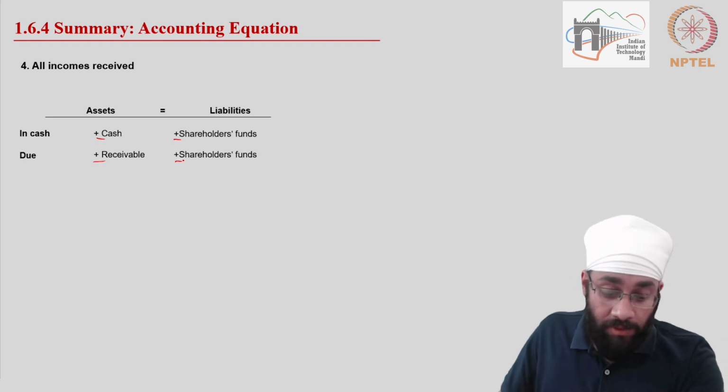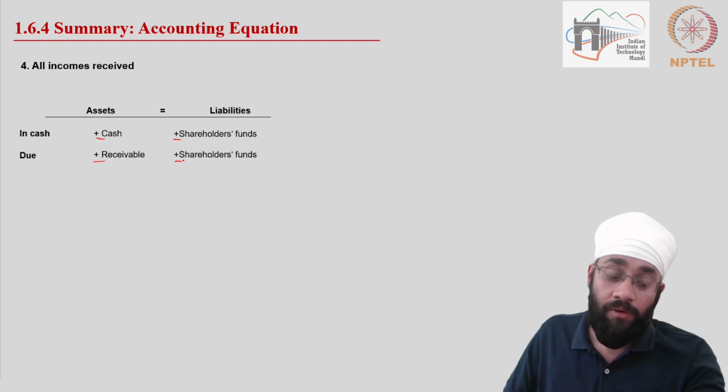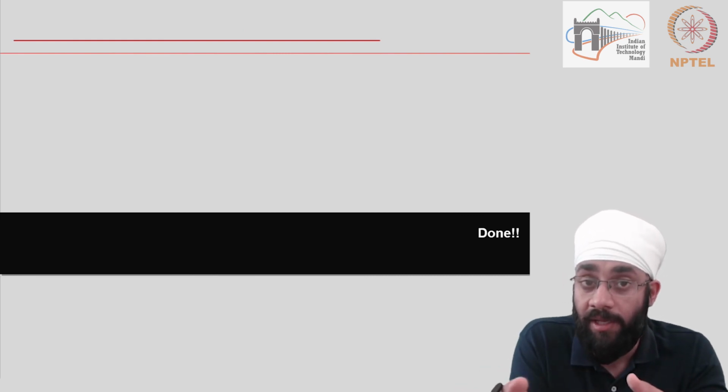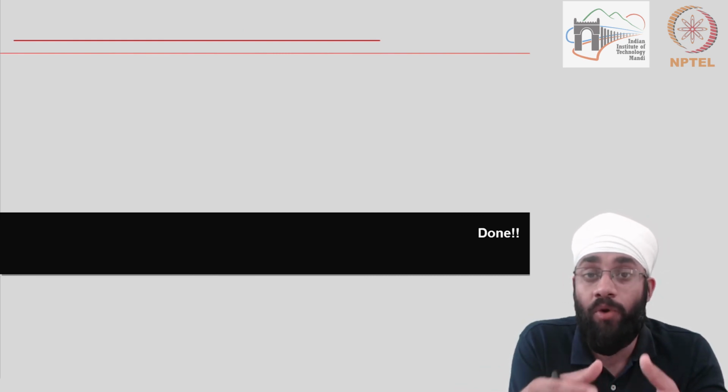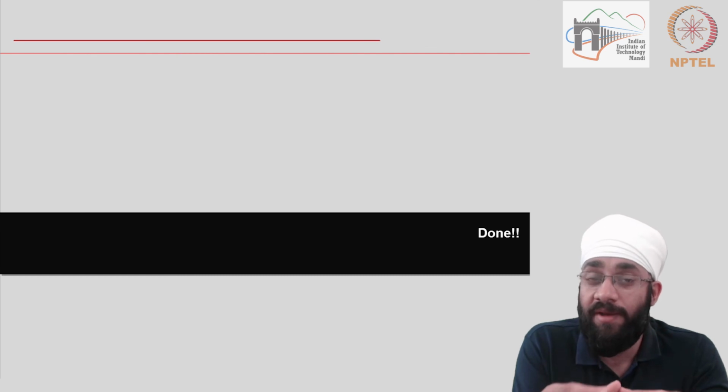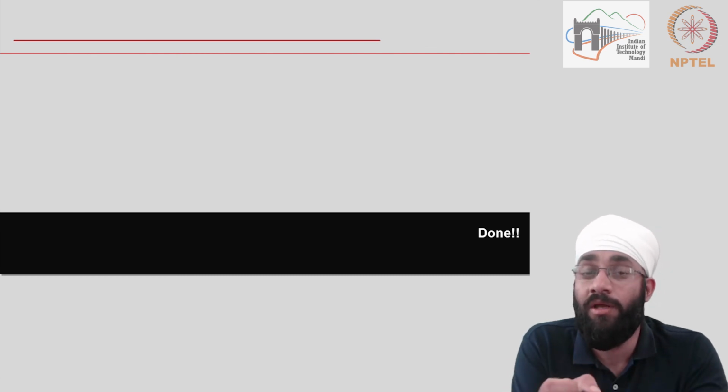So that's how any transaction is going to fall into one of the four categories: income, expense, asset, liability. And depending upon what it is and whether it is a cash or credit transaction, it can be recorded in the accounting equation to see what is the final impact on the accounting equation.